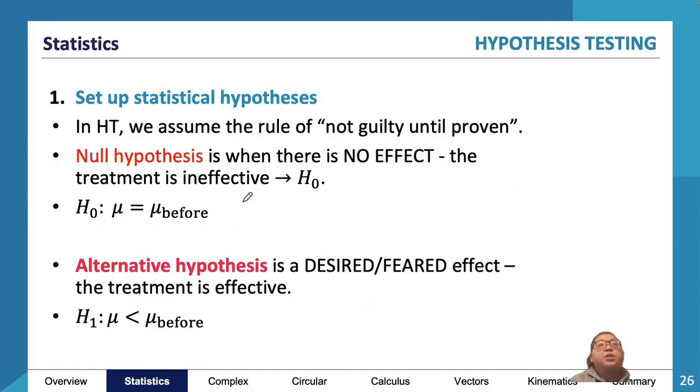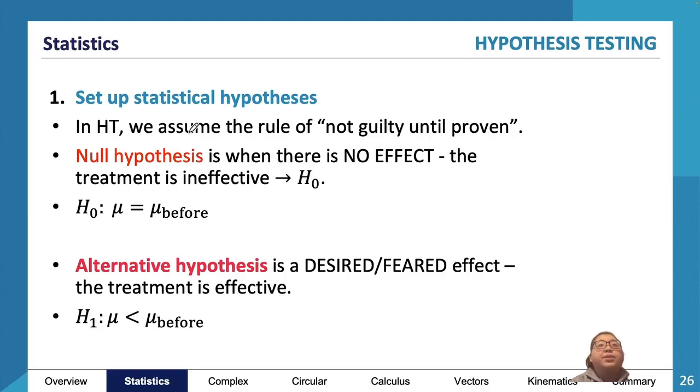Okay, so in terms of the steps of what we're doing, in hypothesis testing we assume the rule of innocent until proven guilty, or rather the reverse: what that means is that we assume that the initial claim is true until we can prove that it's not true.